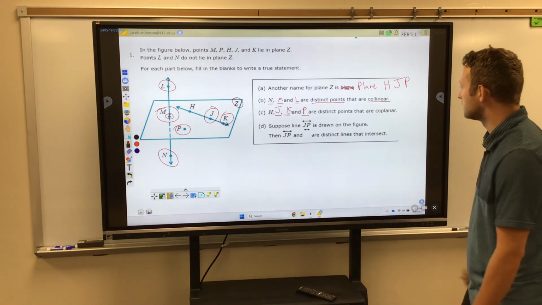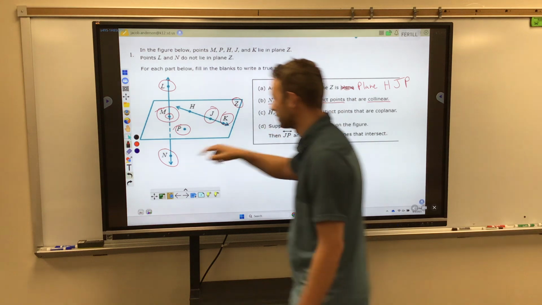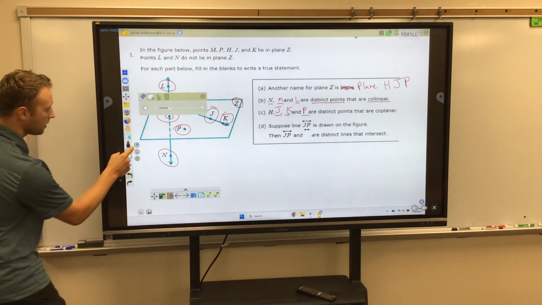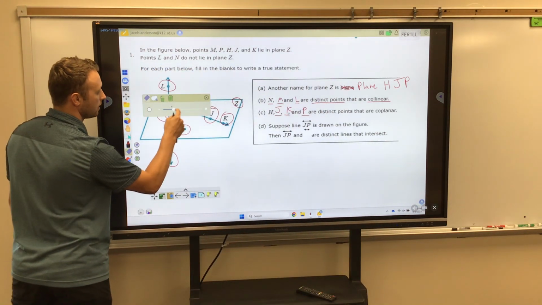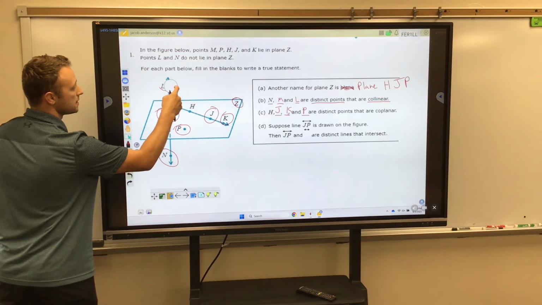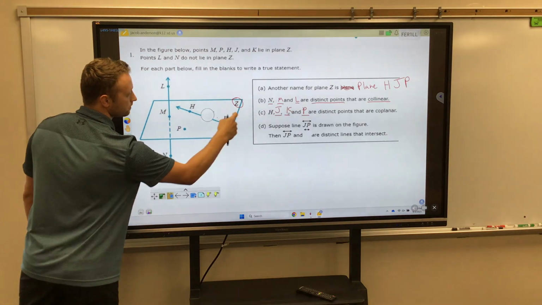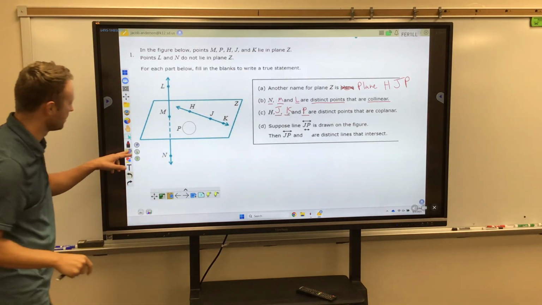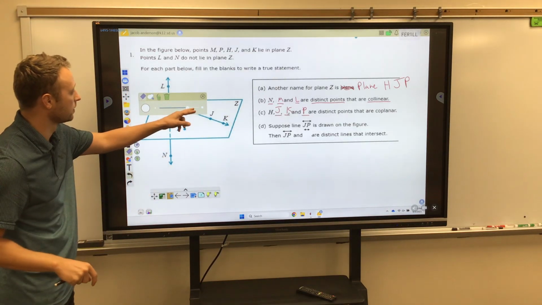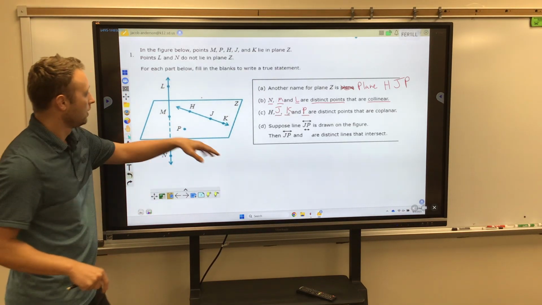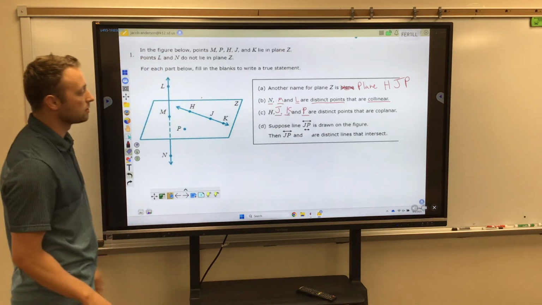Suppose line JP is drawn onto the figure. Okay, this is where it gets a little crazy, so I'm going to erase quickly, one second before we get too far in. This is typically the question that I have the most hands up for in class, by the way. Suppose line JP is drawn on the figure.